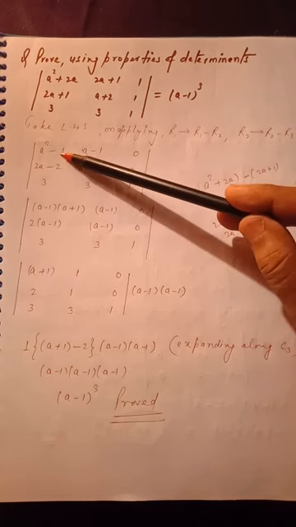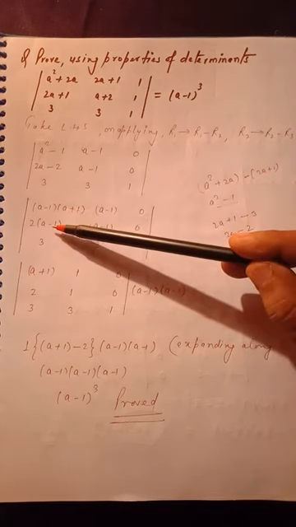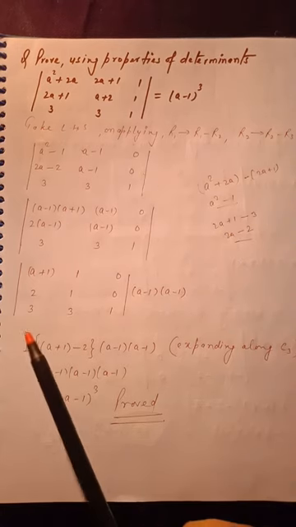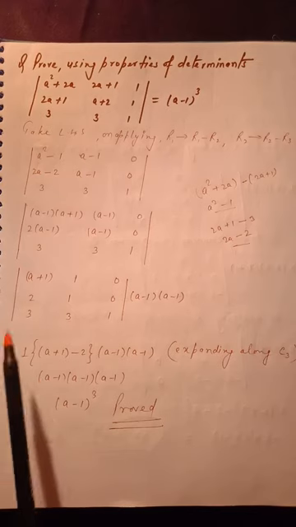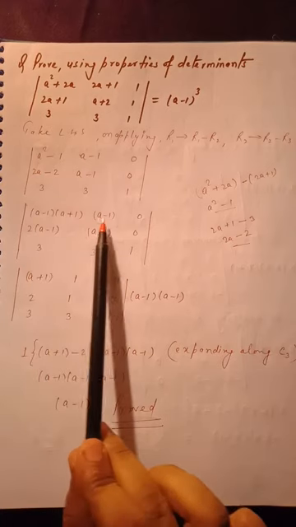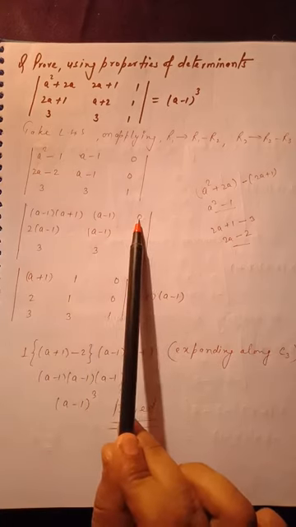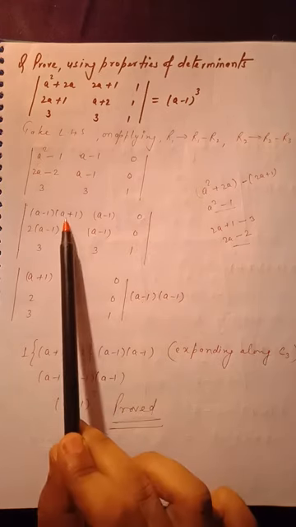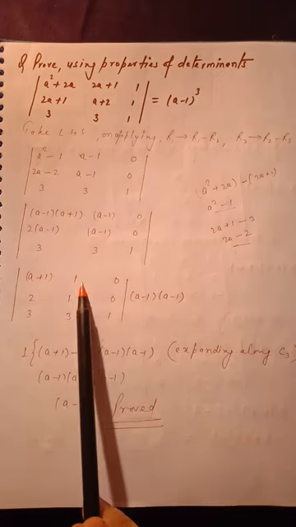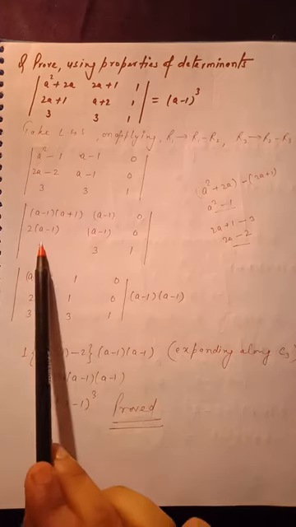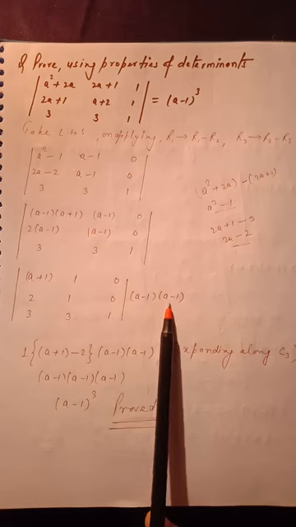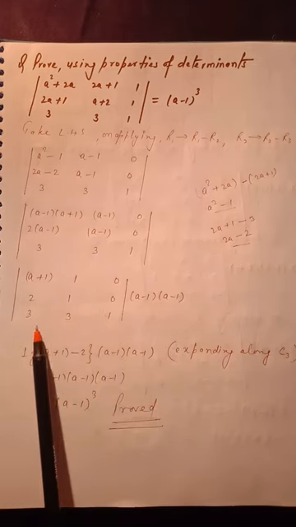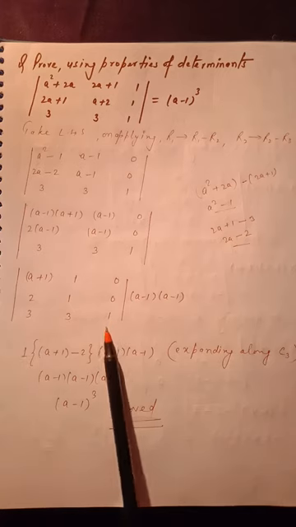Now apply the formula (a plus b)(a minus b). Take out 2 common. The rest of the elements are the same. You can observe this is a minus 1, or 0 into a minus 1. So take out this a minus 1. So you will get a plus 1, 1 and 0. Similar case, a minus 1 is common from row number 2. So you will get 2, 1 and 0, and row 3 is the same.